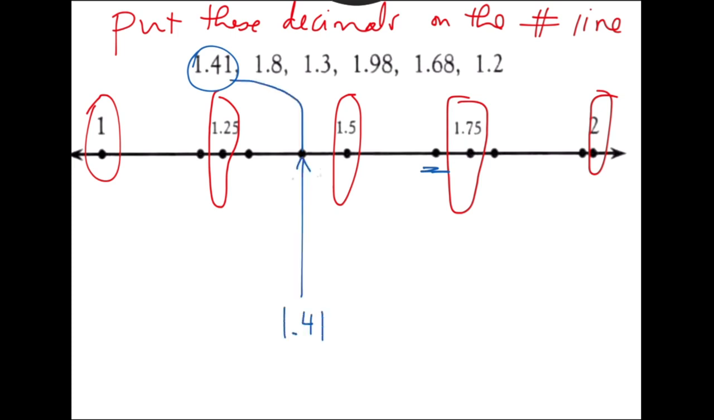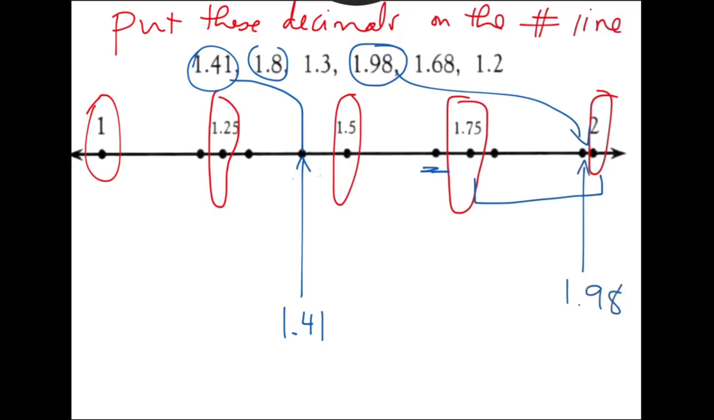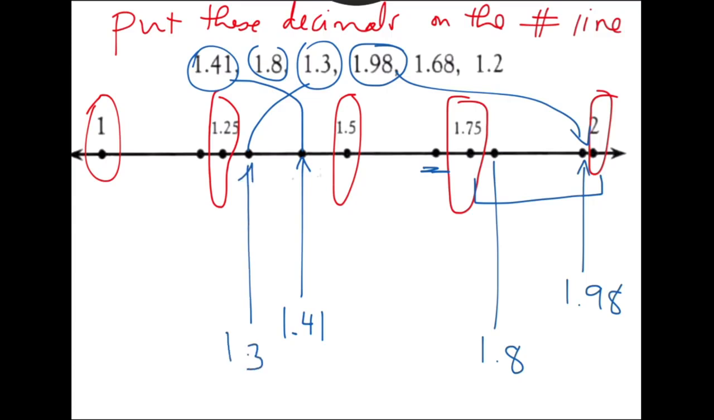How about 1.8? Well, I can tell 1.8 is going to be somewhere there, because 1.8 is greater than 1.75, because here I have 7, here I have 8. So I have to make a decision whether it goes here or there. Looking at this list here, I see that I have 1.98, which is greater than 1.8. So 1.98 will be there. So I know this is 1.98, which means this one is going to be 1.8. How about 1.3? 1.3 is going to be right here because it has to be after 1.25. So this is 1.3.